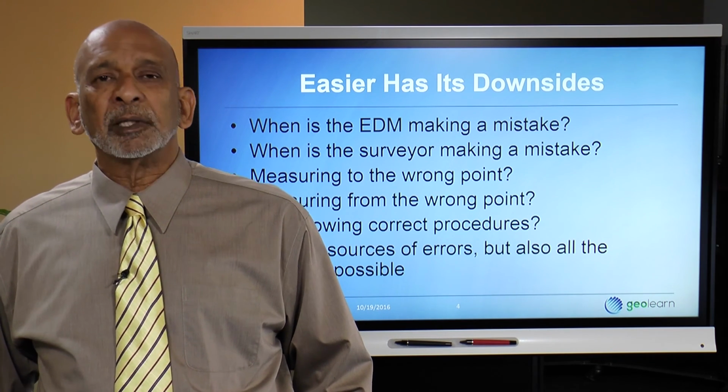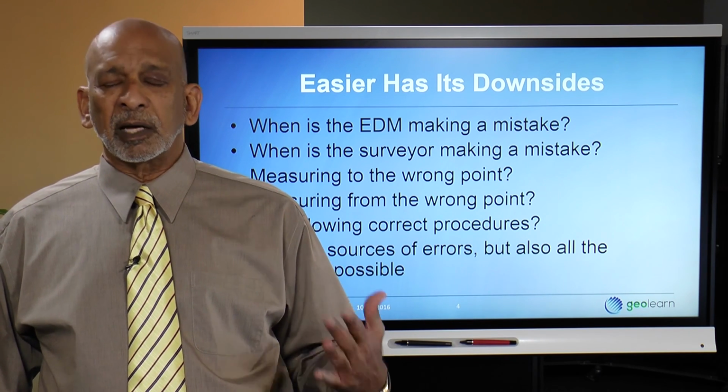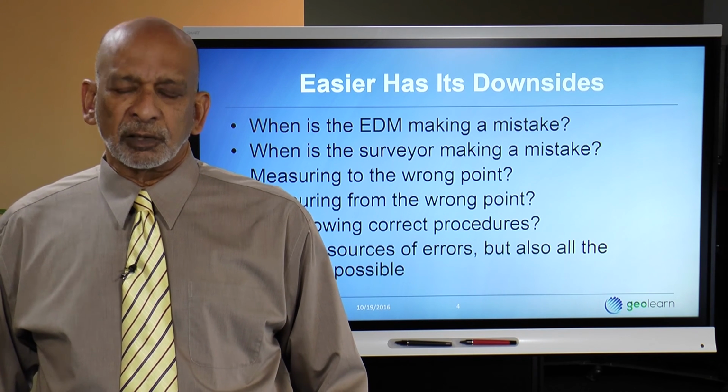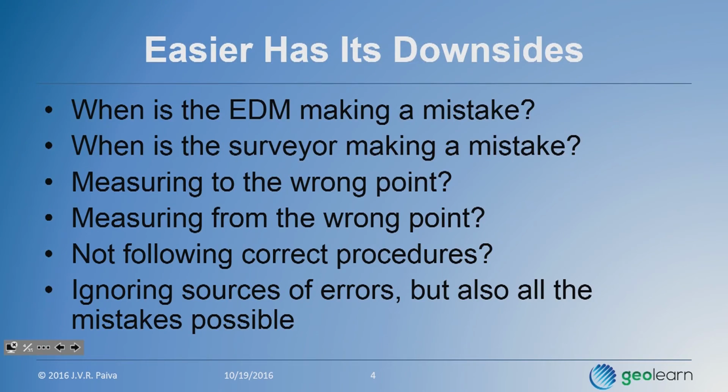Some of the most common mistakes that are made with electronic distance meters will be described further in these two lectures, but a couple of obvious ones that you should be able to understand even at this point are: are you measuring to the correct point? And also, are you measuring from the correct point? But a lot of it has to do with not following correct procedures.